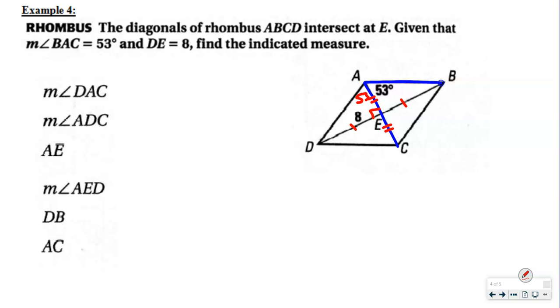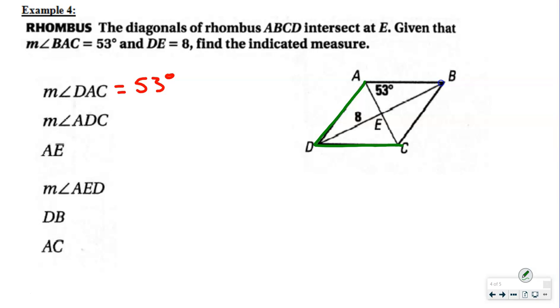So let's look at what we need to find. Measure of angle DAC. So that's the one I just wrote up there, 53 degrees. So measure of angle DAC is 53. Measure of angle ADC. I'm going to go ahead and erase that so it's not as cluttered. ADC is our angle down here.